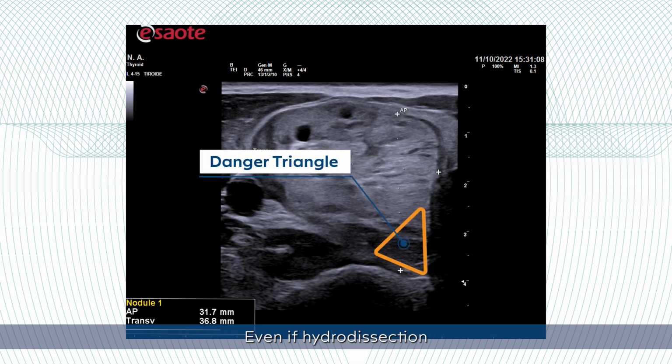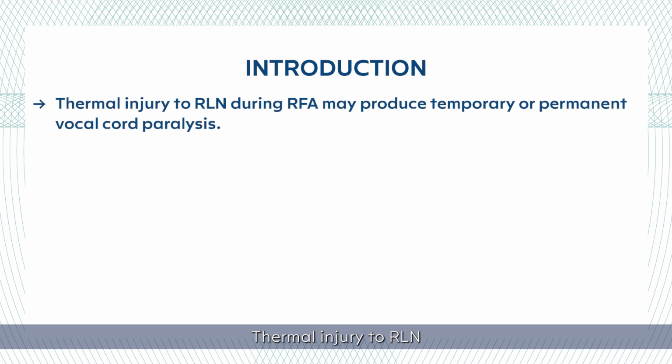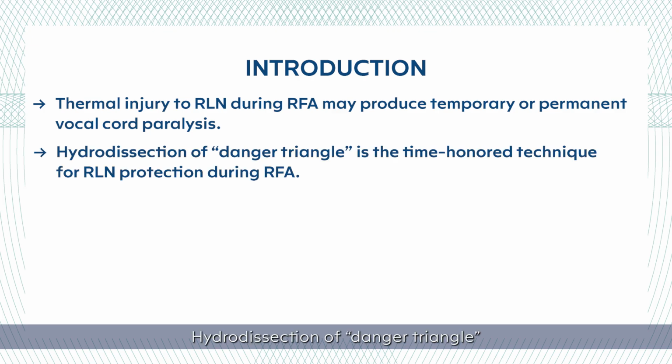Even if hydrodissection separating nerve from nodule is performed, thermal injury can still occur when large lesions abutting on this area are ablated. At this point, we can say that thermal injury to RLN during RFA may produce temporary or permanent vocal cord paralysis. Hydrodissection of danger triangle is the established technique for RLN protection during RFA.